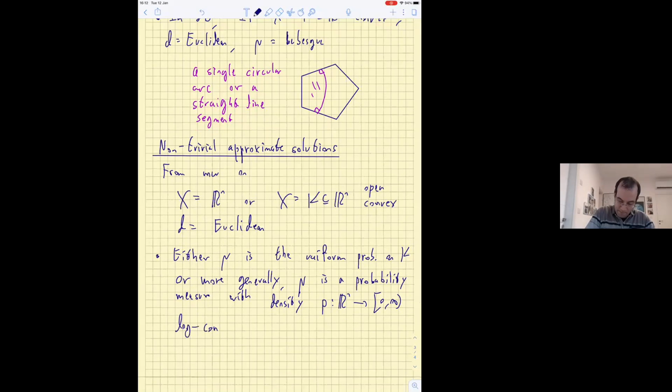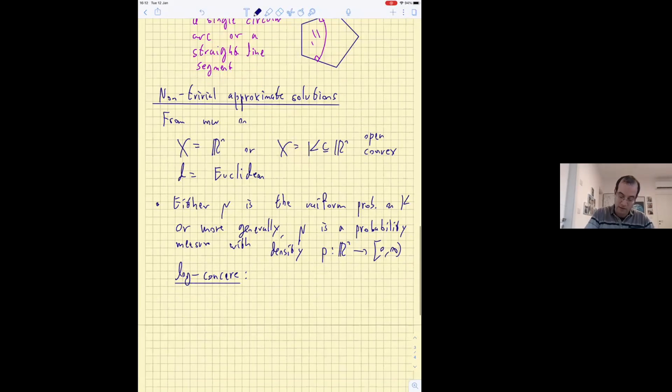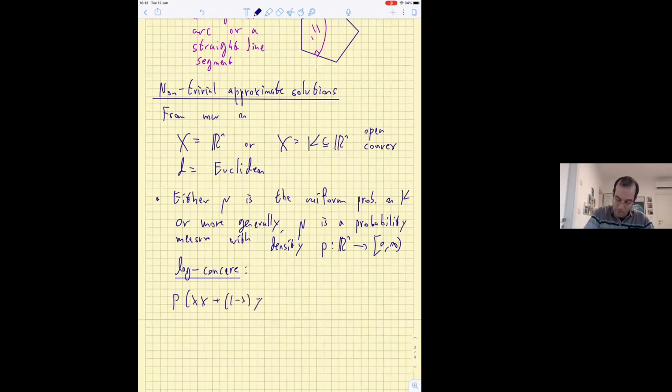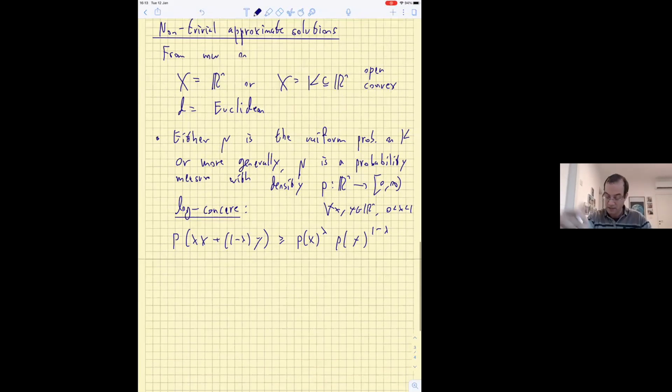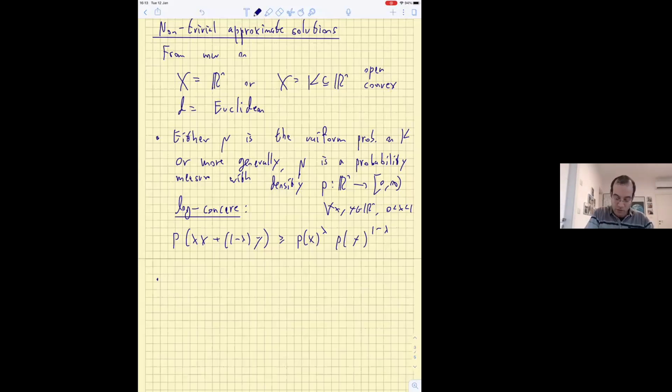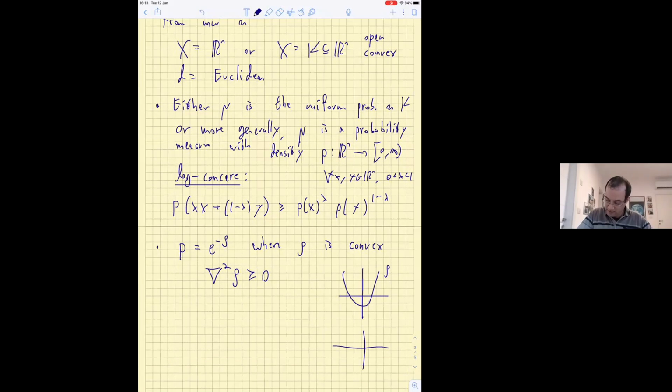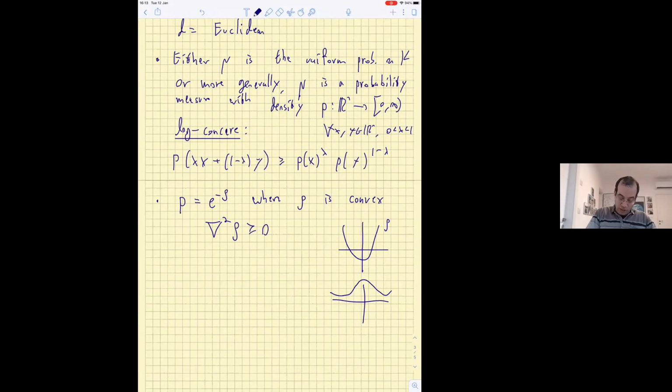So log-concave means that p of lambda x plus 1 minus lambda y is at least p of x to the lambda times p of y to the 1 minus lambda, for any x, y, lambda. For example, the constant function on a convex set is log-concave, and also other measures like the Gaussian measure. If you don't remember the difference between concave and convex, p is e to the minus rho, where rho is convex. Rho is convex means that the Hessian of rho is positive semidefinite. So rho looks maybe like this, and p is more like this, like a Gaussian. Now, question: is convexity relevant at all to isoperimetry? Why would we restrict to convex sets?